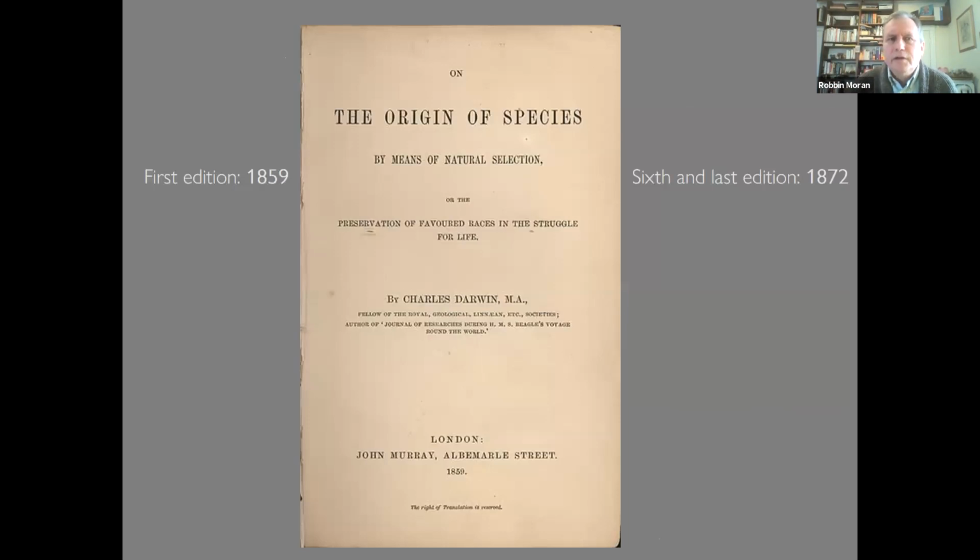The first edition of The Origin of Species was published in November of 1859, and the book went through 6 different editions. The last edition, I think, was 1872, and with every subsequent edition, he added more examples. But that last 6th edition has many plant examples. So if you're a botanist and you want to buy a copy of The Origin of Species, I would recommend getting that last edition.